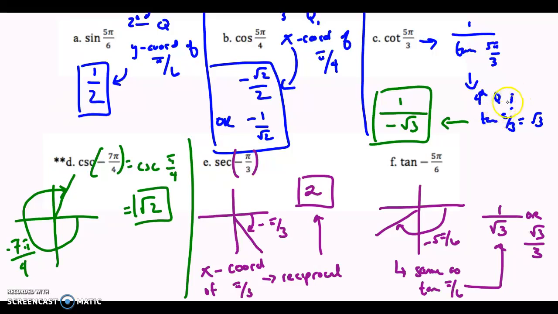If you're wondering why the fourth quadrant is going to be negative for cotangent, I just want to quickly remind you, ASTC: in the fourth quadrant, cosine is positive, which means all the other values here for the trig functions are negative.